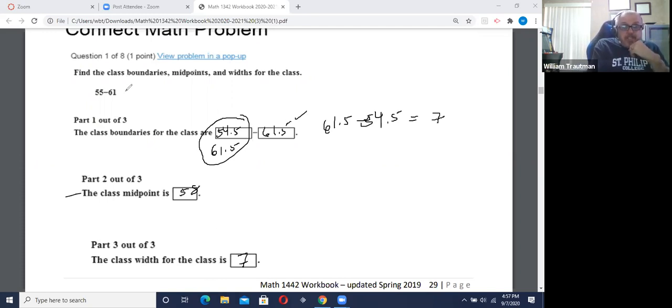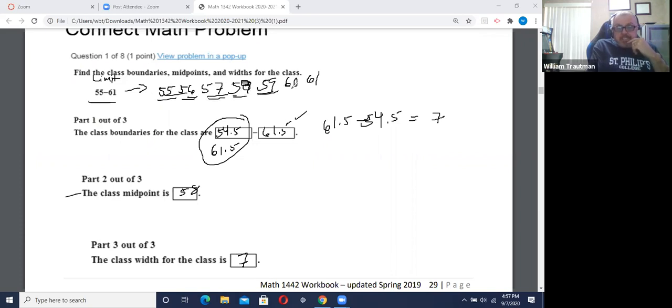Another way I like to do it is look at our limit. Remember, these are our class limits. 55 goes in there, 56, 57, 58, 59, 60, and 61. These are all the pieces of data that fit in there. 1, 2, 3, 4, 5, 6, 7. Do you see there's 7 pieces of data? That's our class width, 7 pieces. The next limit, by the way, would be 62, or you can do successive limits.